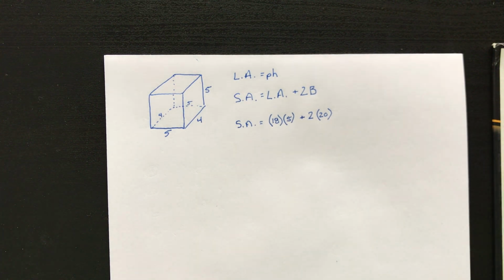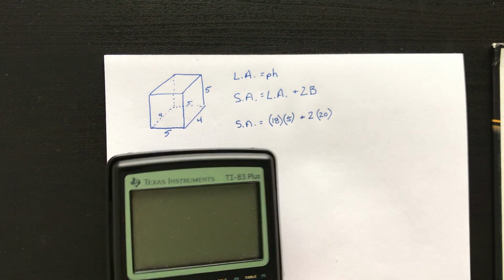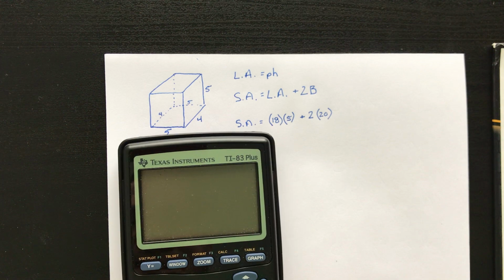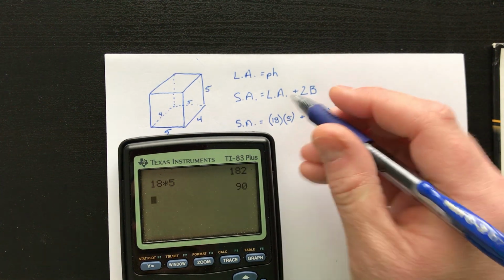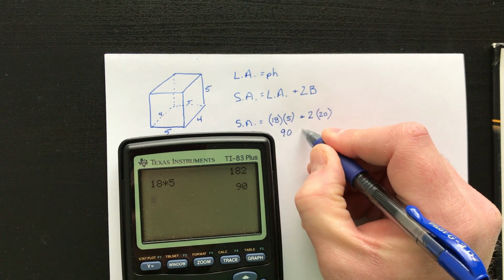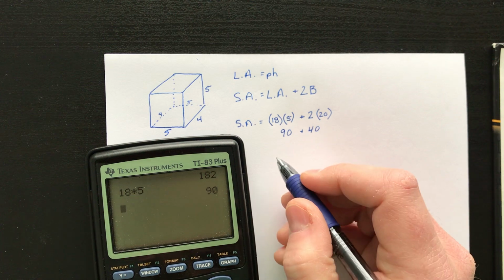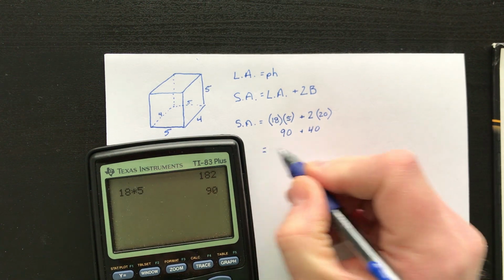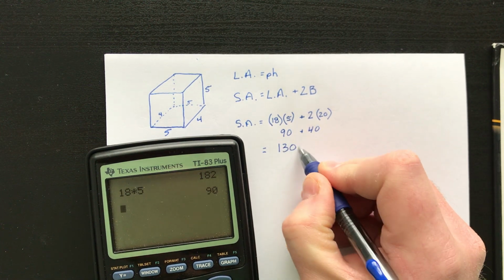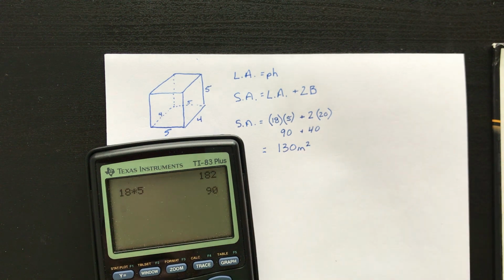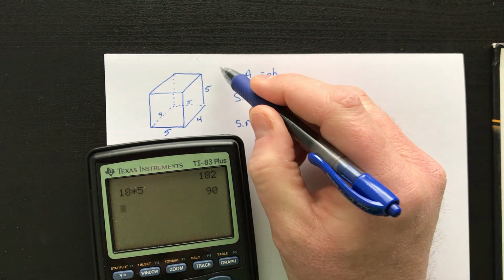So you get your trusty calculator. 18 times 5 is equal to 90, and you're going to add 40. So the final answer, 130 inches squared. So this was number 1.